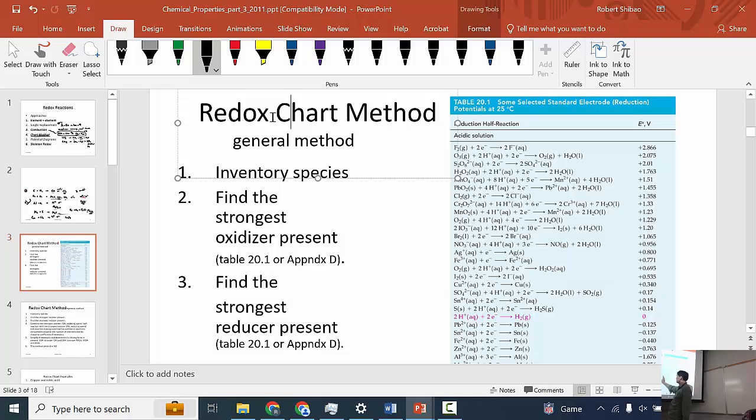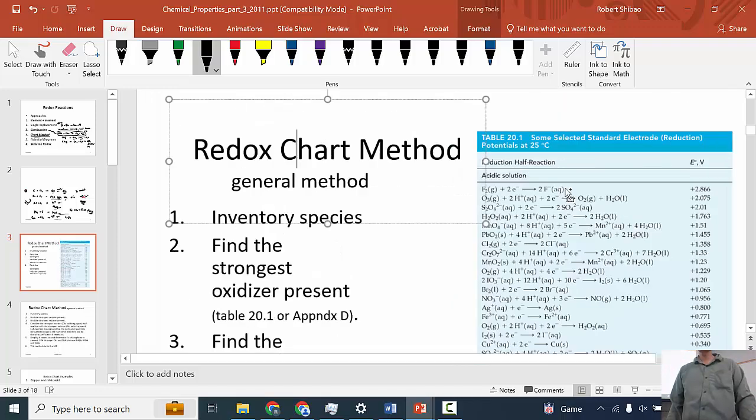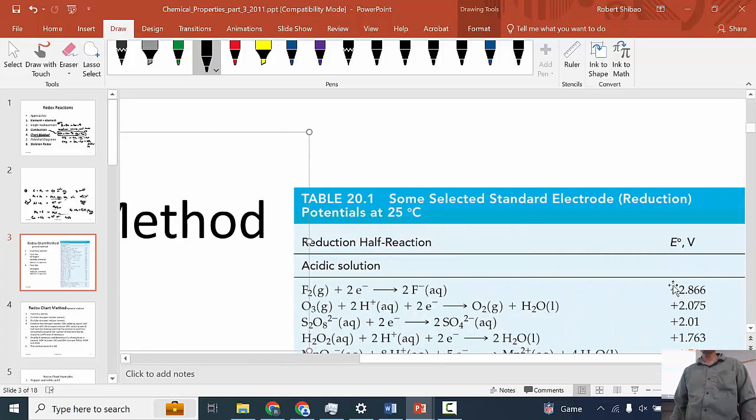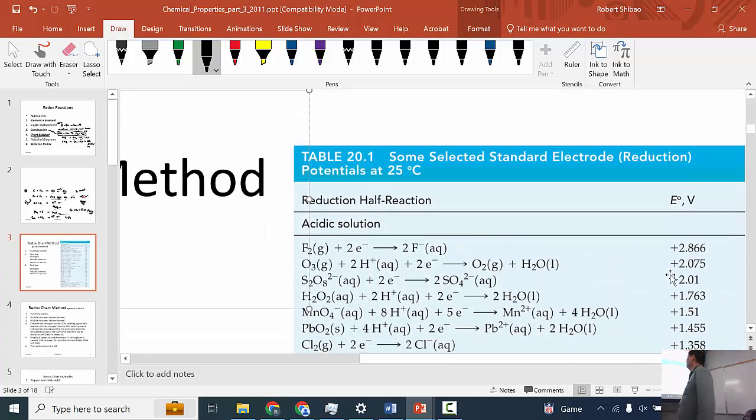The oxidizers like electrons. These species are electron poor, so the best oxidizer is the most electron poor species. The most electron poor species on this chart doesn't look like it should be, but it is. It's fluorine. Fluorine wants 2 electrons to make 2 fluorides. Ozone's electron poor. Ozone takes electrons to form oxygen. This one's electron poor too.